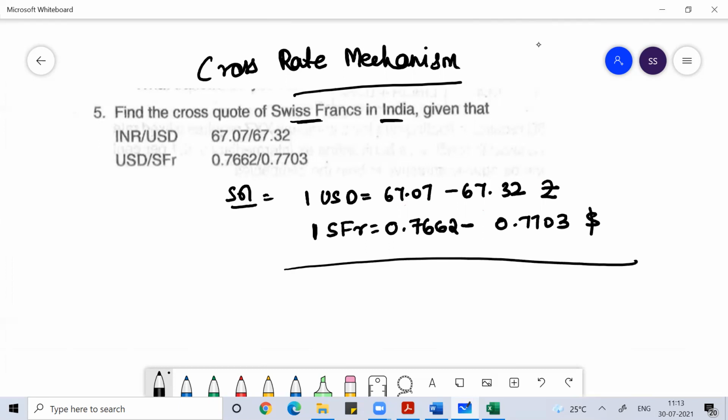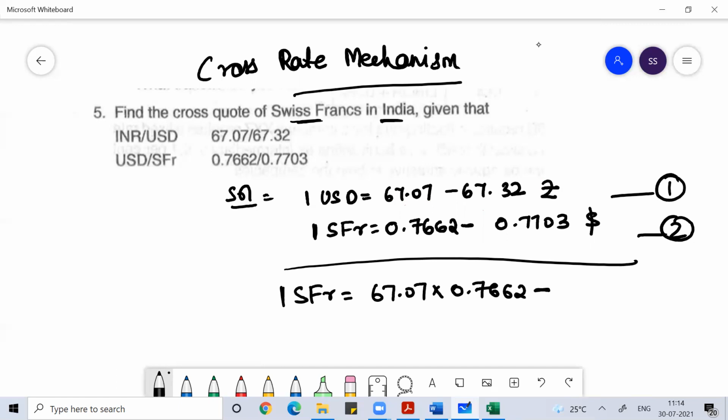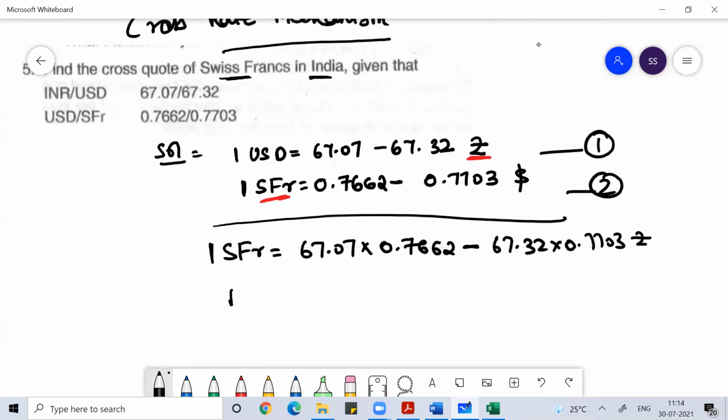To determine the exchange rate between the Indian rupee and the Swiss franc, you can multiply these two values. If you multiply them, the dollar gets cancelled and you get the value of the Swiss franc in terms of the Indian rupee. So the bid quote will be 67.07 into 0.7662, and the ask quote will be 67.32 into 0.7703 Indian rupee. Rupee should be in this place, and Swiss franc in this place, so you can easily find the exchange rate.